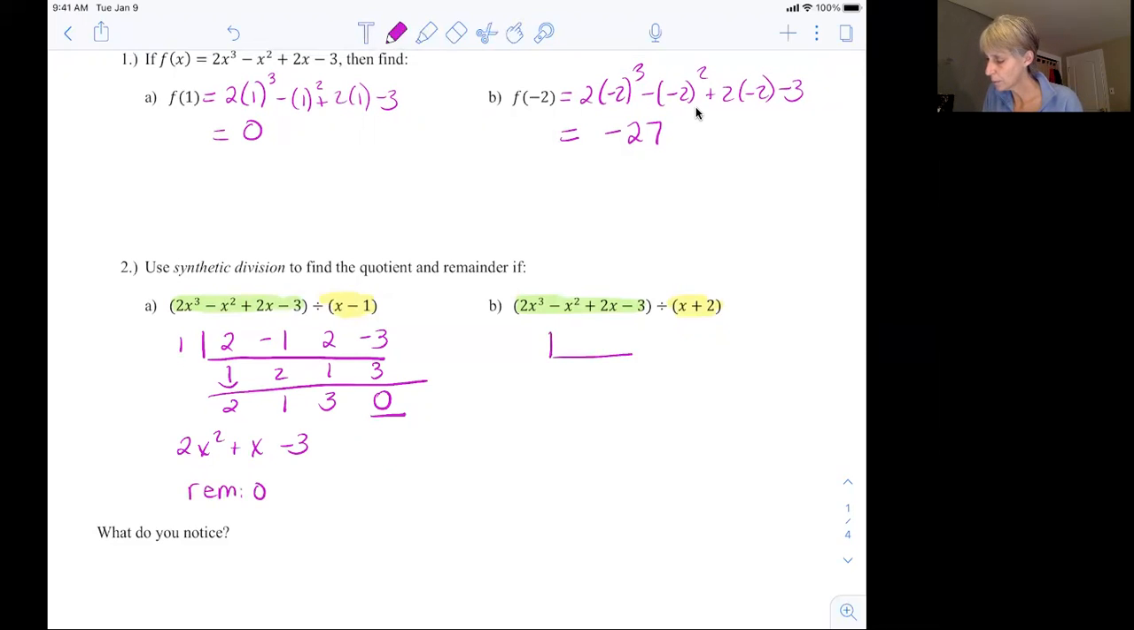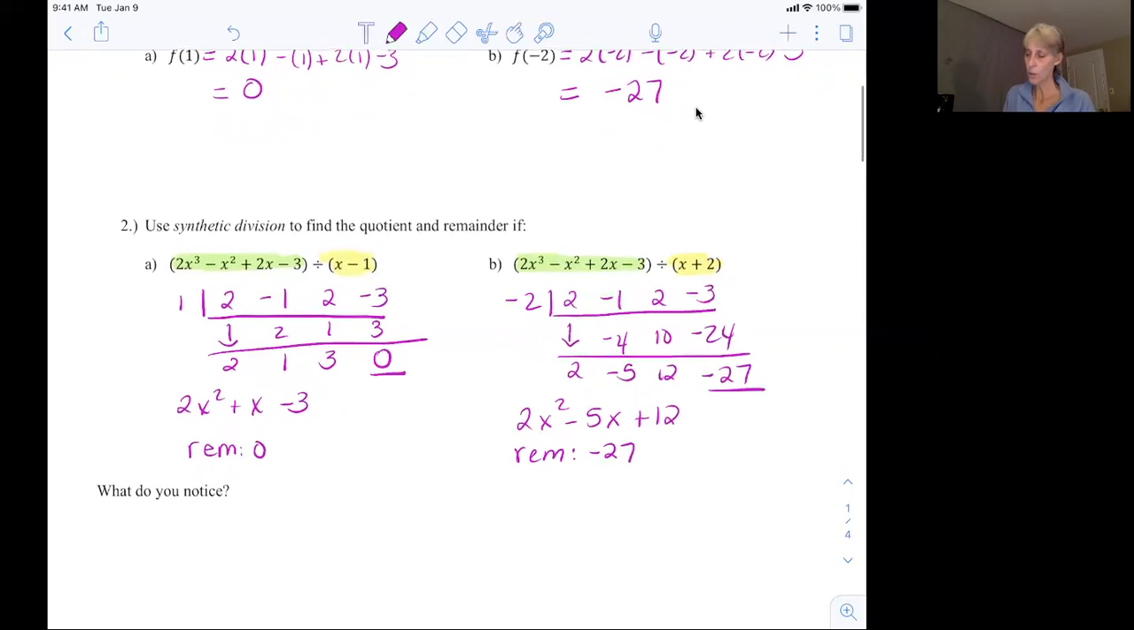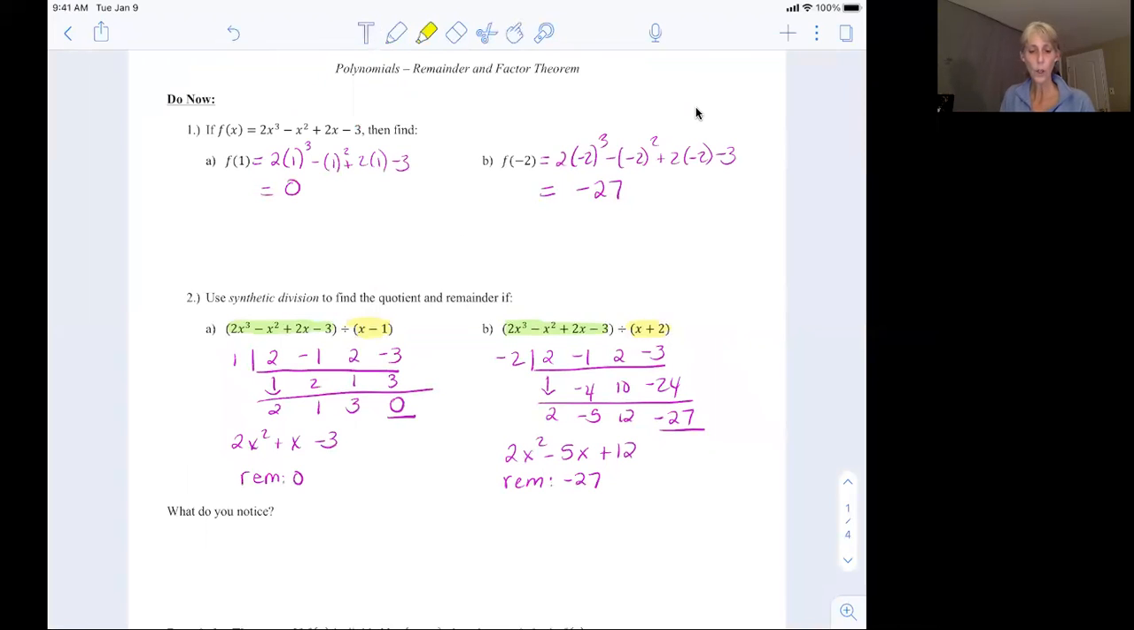In this example, now I'm dividing by negative 2, negative 4, positive 10, 2 plus 10 is 12, negative 24, and my remainder is negative 27. So I have 2x squared minus 5x plus 12 with a remainder of negative 27. So if we think about this, if we look at this a little more carefully, what do we notice? What do you notice about these two values in particular?